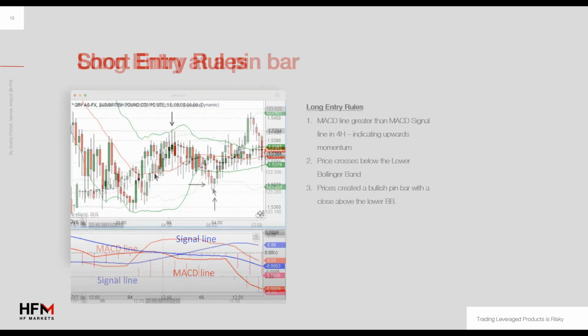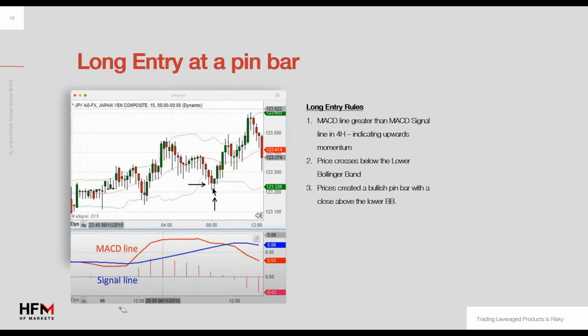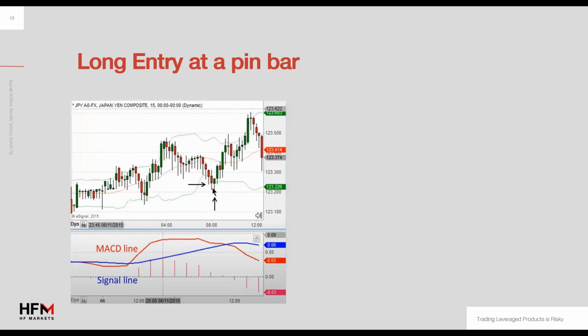We haven't covered the short entry, to be more precise. So remember, you have this anyway. So alternative entry levels could be either the cross below the Bollinger Band, or if you identify a bullish pin bar that closes above the lower Bollinger Band, that could be a long entry.